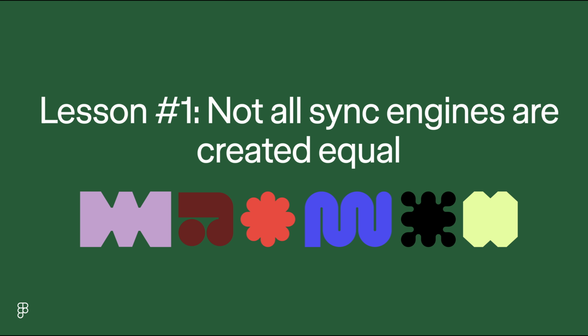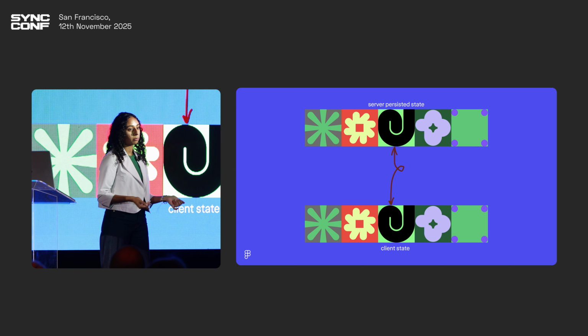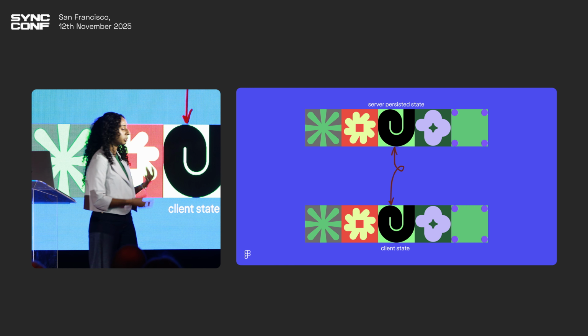Okay, so not all sync engines are created equal. And I've really enjoyed seeing this morning the variety of sync engines that we've gotten to learn about. But a lot of times when we talk about sync engines, we're looking at a model that looks like this. You have some data on the server, and you're trying to keep that exact data on the client in sync with each other. This is a model that we use for multiplayer. It's one Figma document that the client reads and the server persists, and we're trying to keep that in sync.